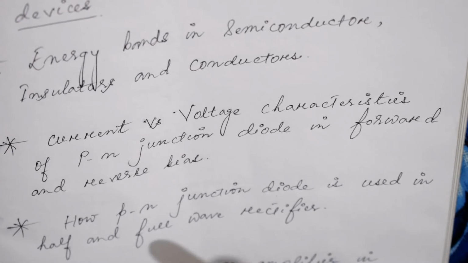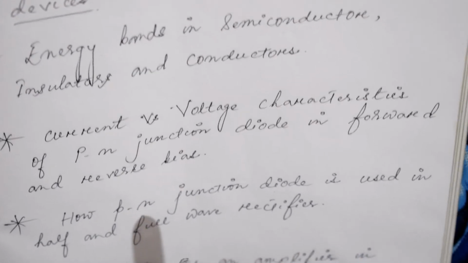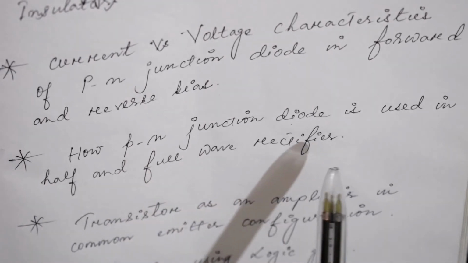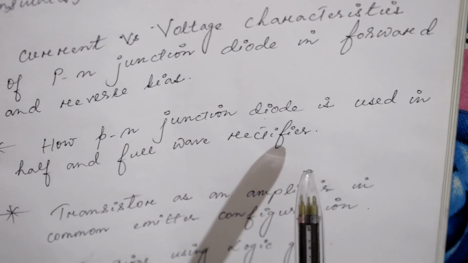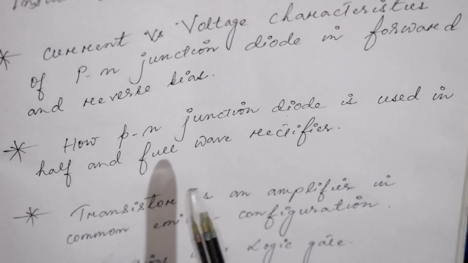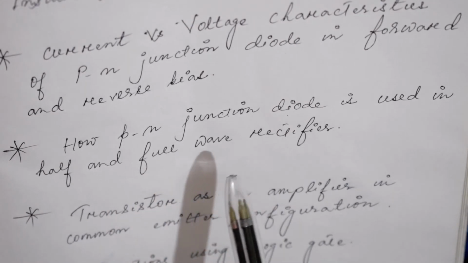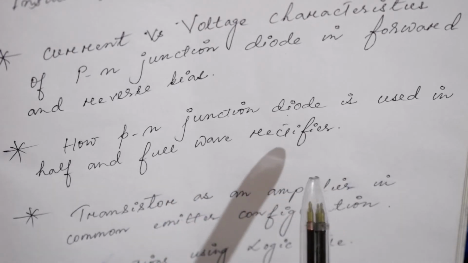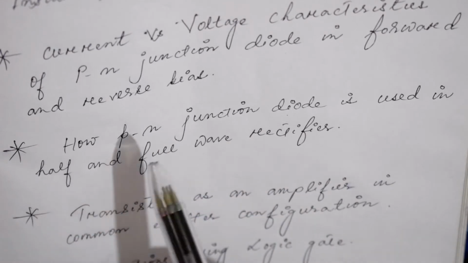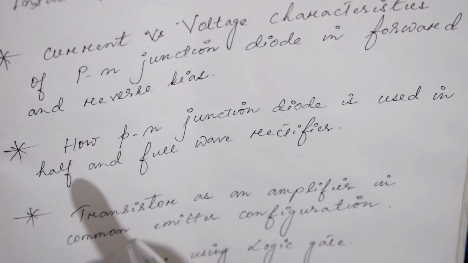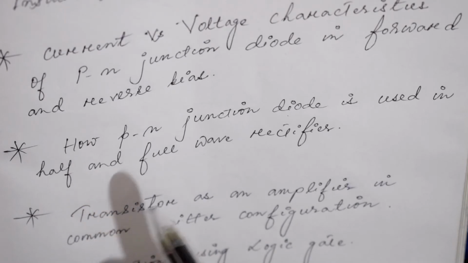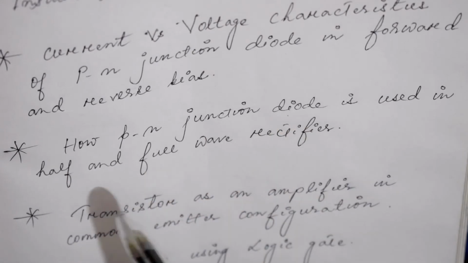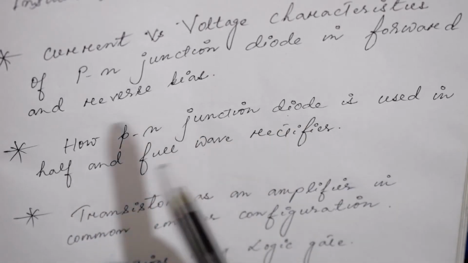The next topic which is important is how a PN junction is used in a half and full wave rectifier. How can we use a PN junction diode in a half wave and full wave rectifier? Okay, so you'll have to see the diagram along with the graph for this topic. That is the diagram of half wave and full wave rectifier along with the graph.